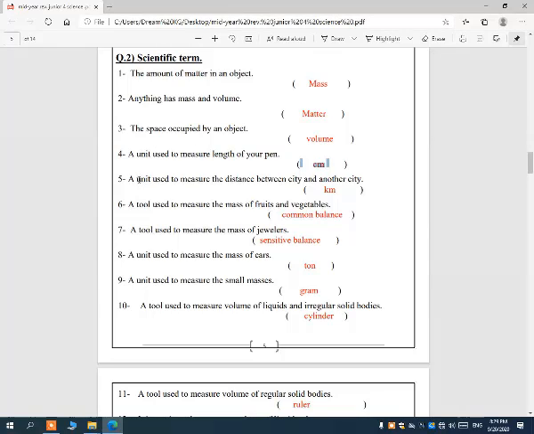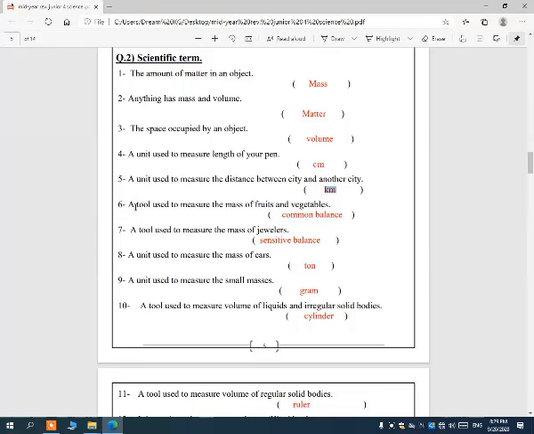Number 5. A unit used to measure the distance from one city to another, for example from Alex to Cairo. Which unit will I use? Kilometer. We have the units of length: centimeter, meter, kilometer. So I will use kilometer. Number 6.